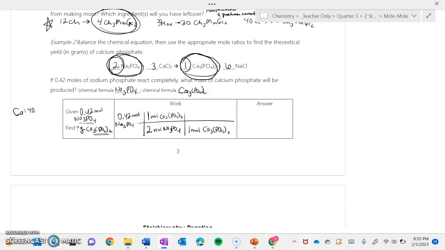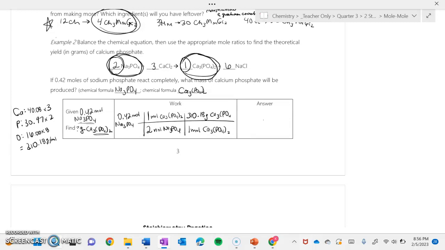We have 3 calciums, we have 2 phosphorus, and we have 8 oxygen. Pop that in your calculator, we get 310.18 grams. There's our molar mass. Grams in 1 mole of calcium phosphate.